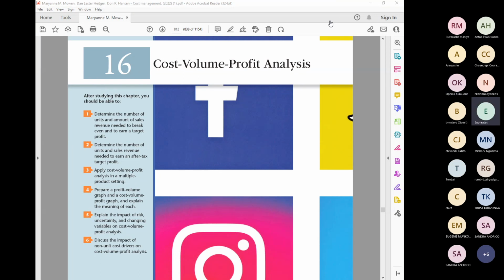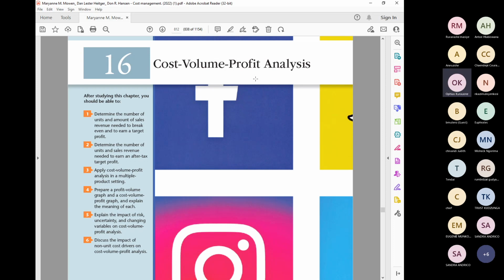Hello. Hello, yes, I was muted. I was trying to open this one on cost volume profit analysis. Thanks for noting that. Okay. Why I want us to do this one is critical. It's very, very critical, the cost volume profit analysis.